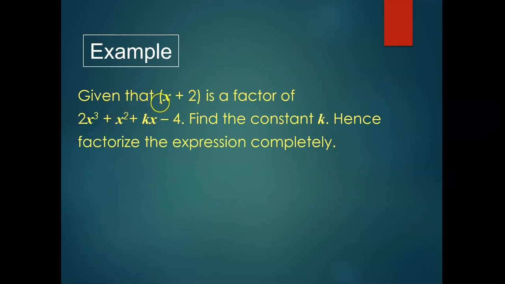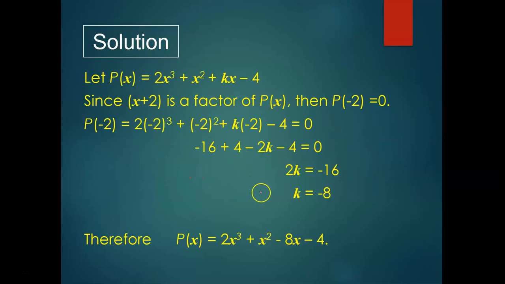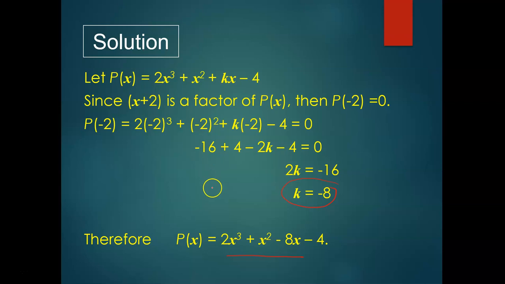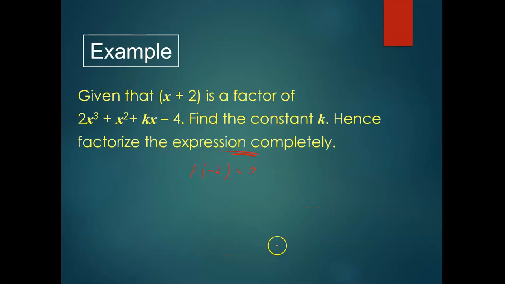Okay. Given that x plus 2 is a factor of 2x cubed, find the constant k. Okay, you know that P(-2) is 0. Then you find k. Okay, now you get, this is your P(x). Okay, the first question. Factorize the expression completely. So from here you get P(x) equals 2x cubed plus x squared minus 8x minus 4.